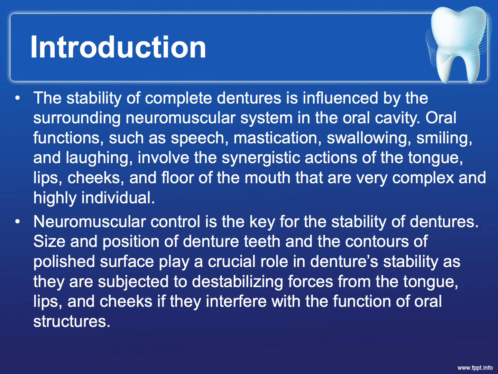Size and position of denture teeth and the contour of the polished surface play a crucial role in denture stability, as they are subjected to the destabilizing forces from the tongue, lips, and cheeks, if they interfere with the function of oral structure.